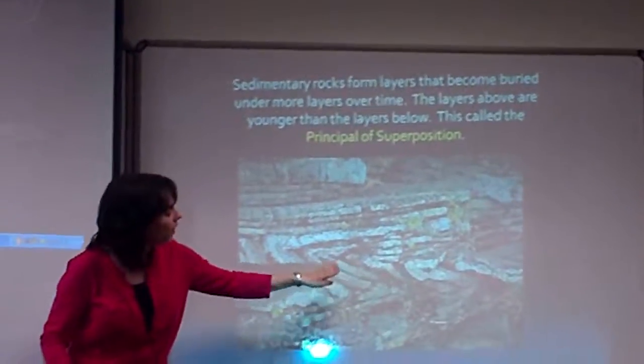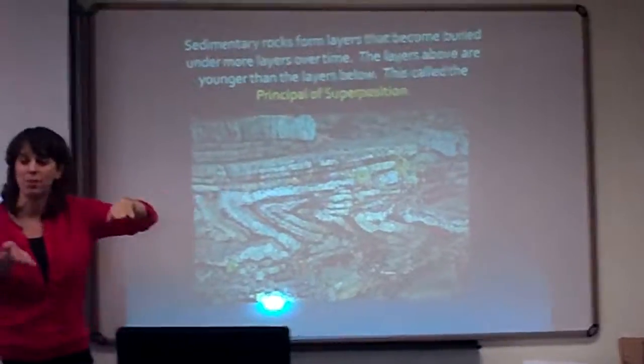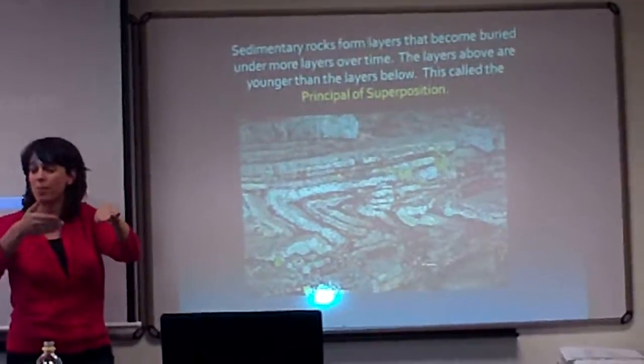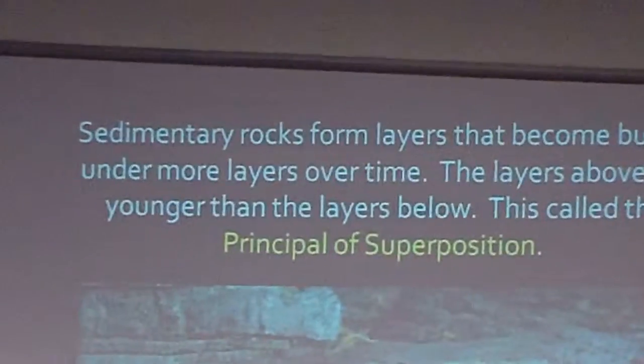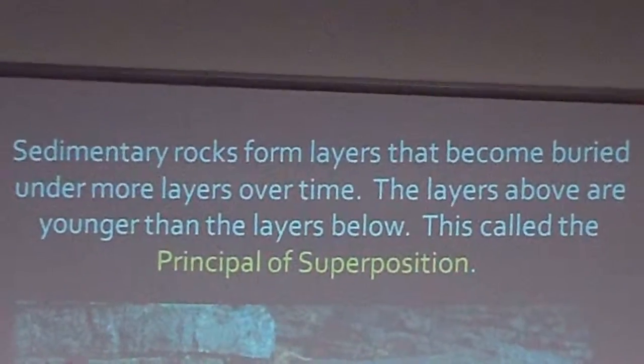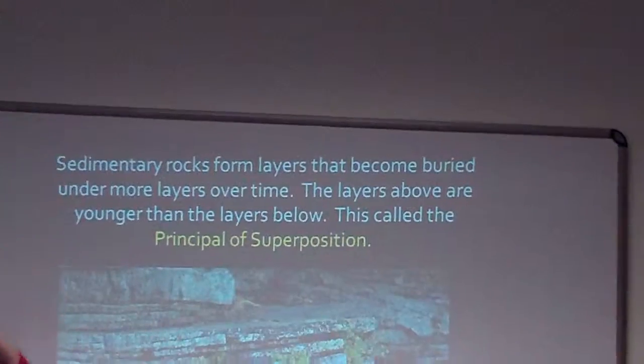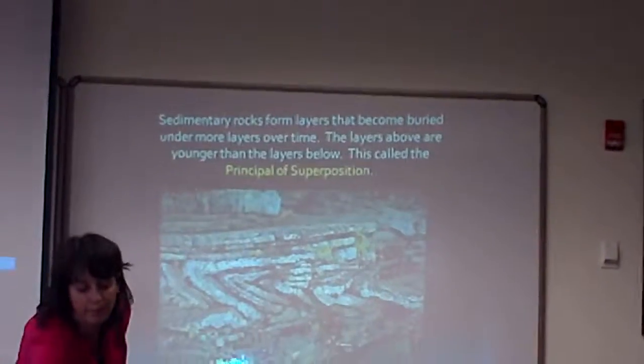See how these are folded? Those are called folds. Sometimes the earth shifts and moves. There might be something that lands on one side but not the other, just like my tomatoes. That's called the principle of superposition. Older on the bottom, younger on the top.